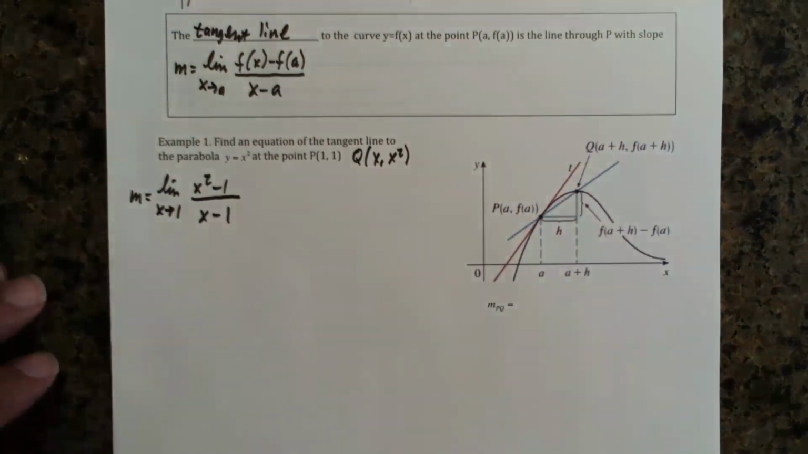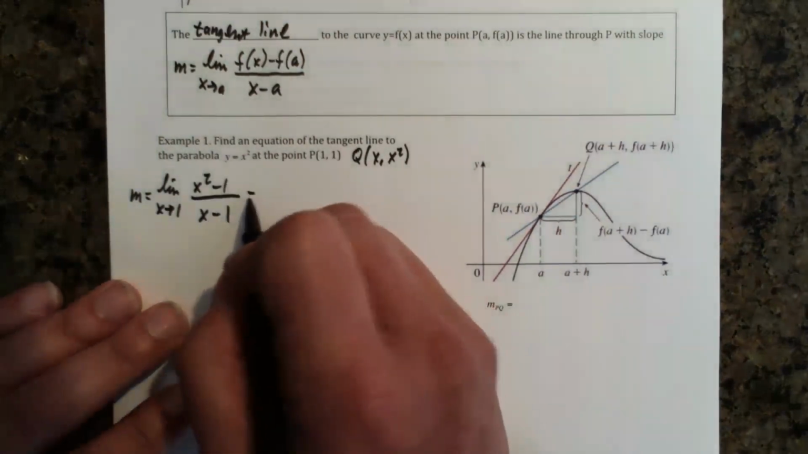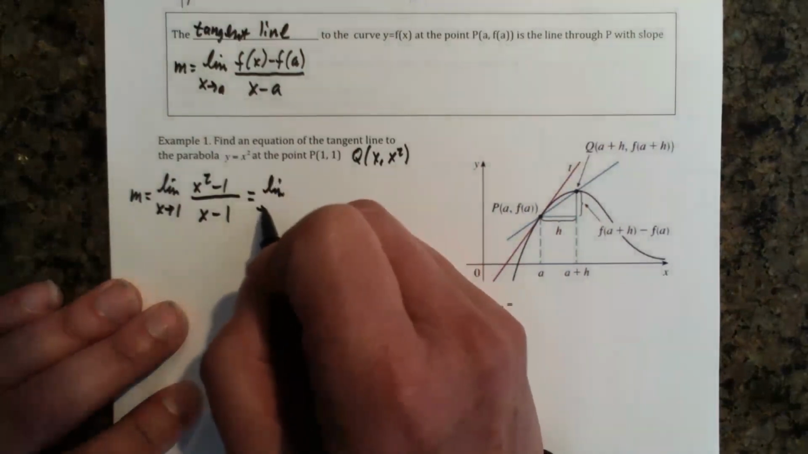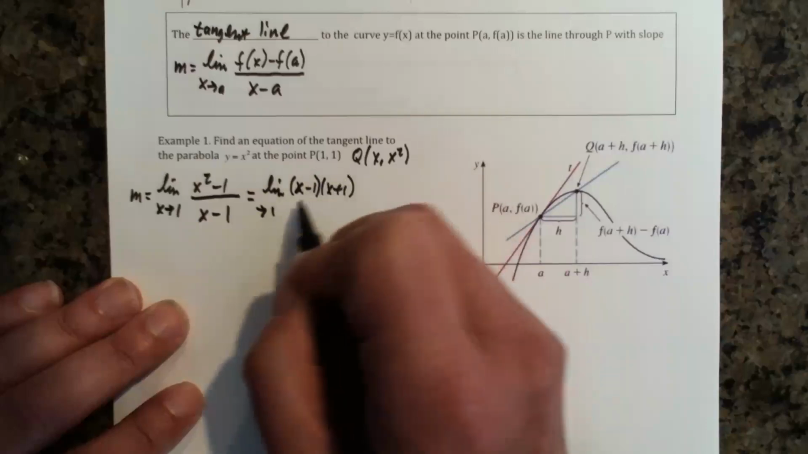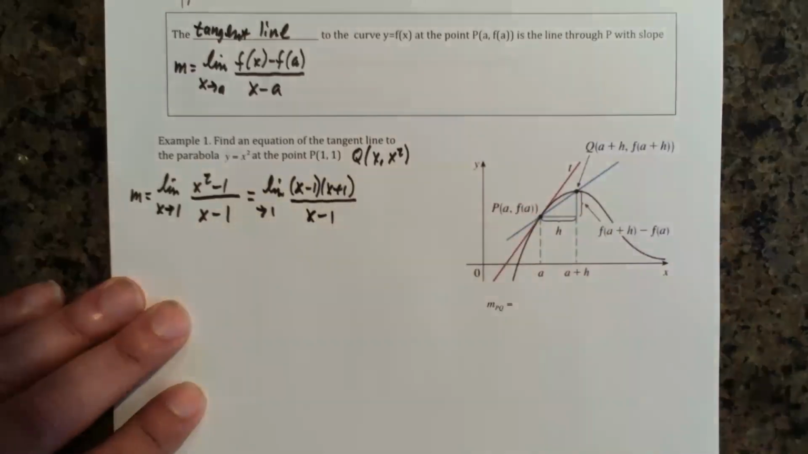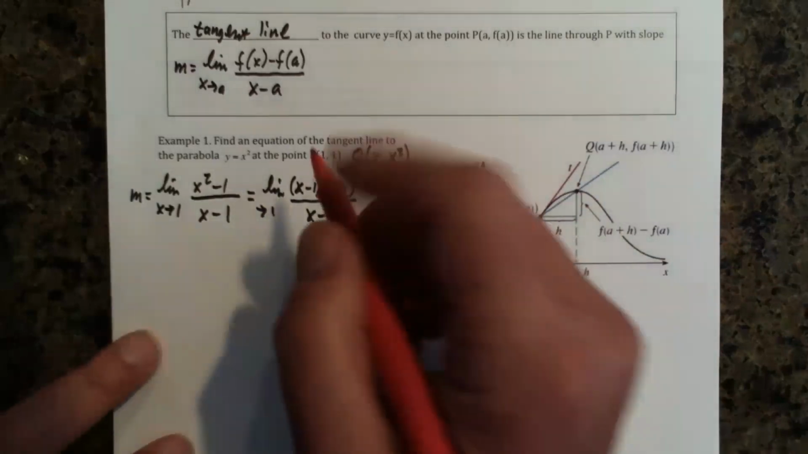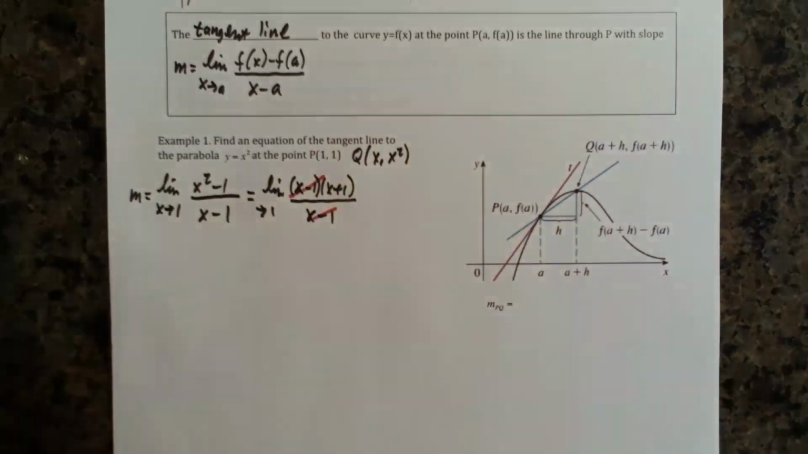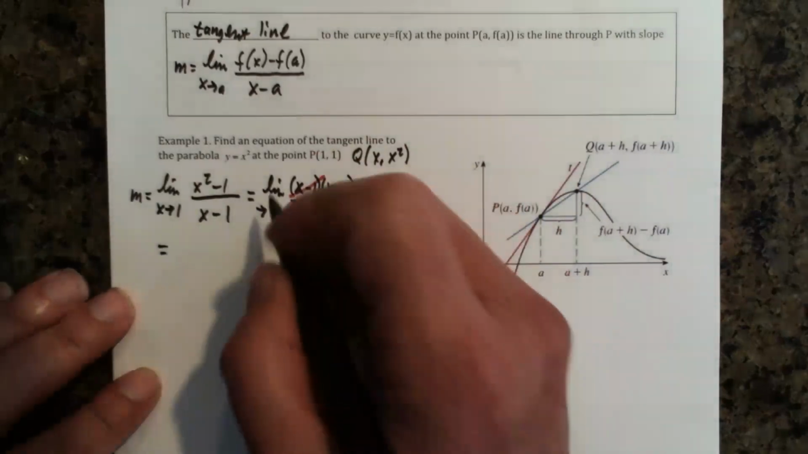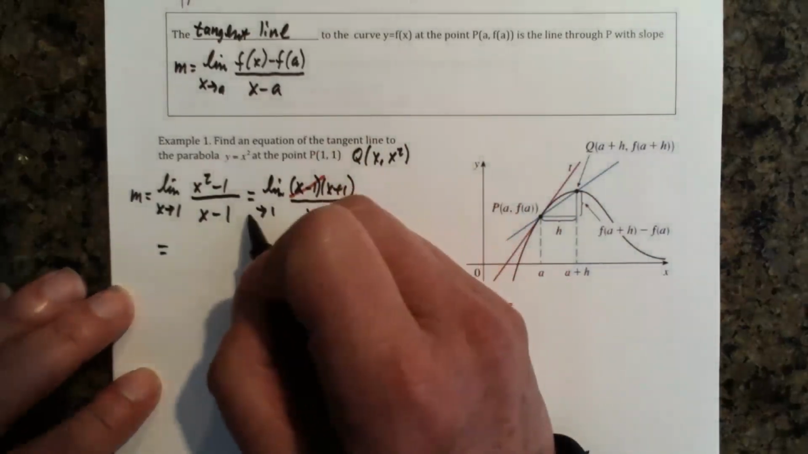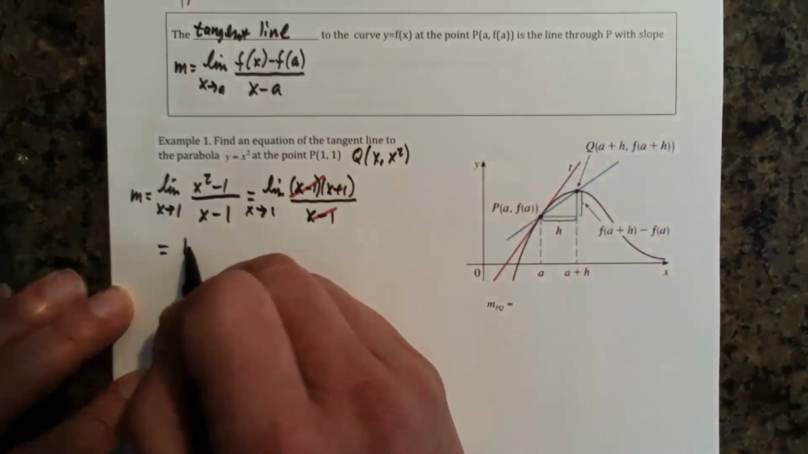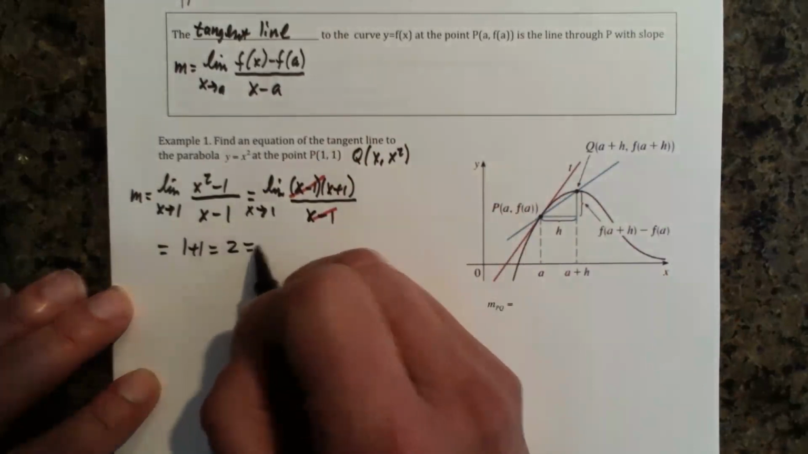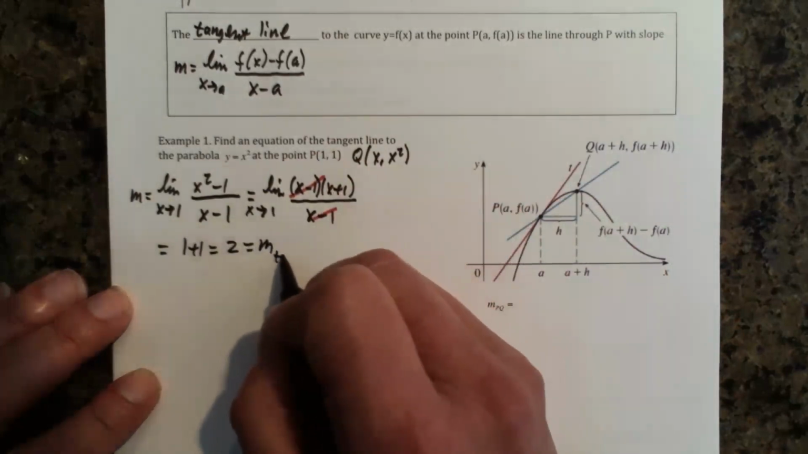So what we're going to do is we're going to play with it a little bit. And very nicely, this one factors. It's a difference of squares. And you'll note those go away. And so we get, when I plug in, this is as x is approaching 1. When I plug 1 into there, I get 1 plus 1, which is 2. So this is the slope of the tangent line.